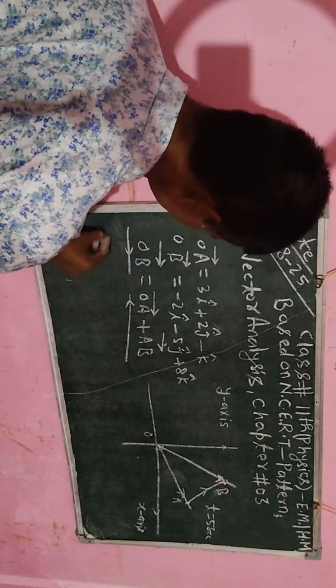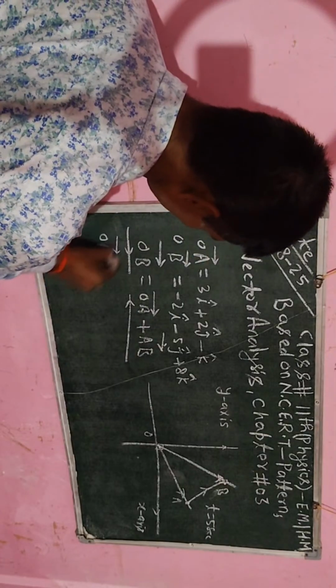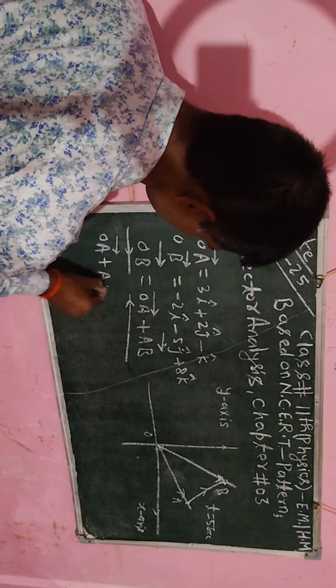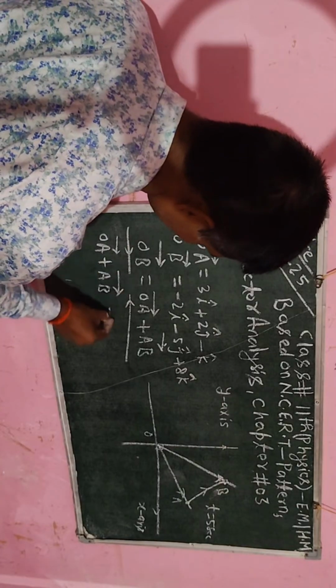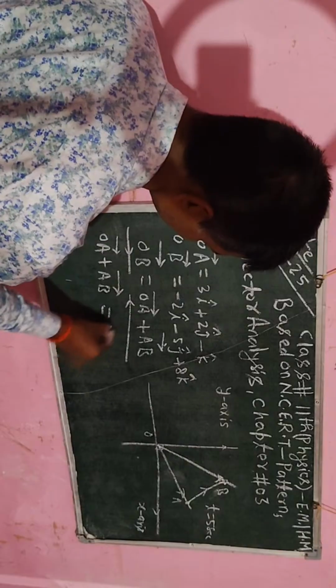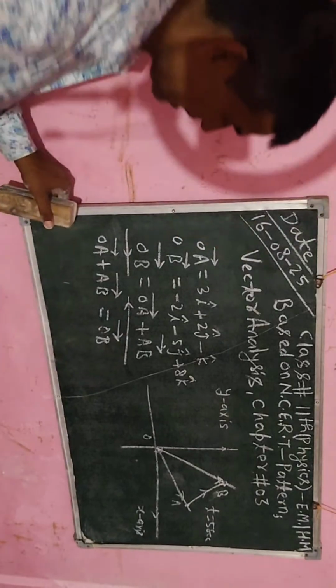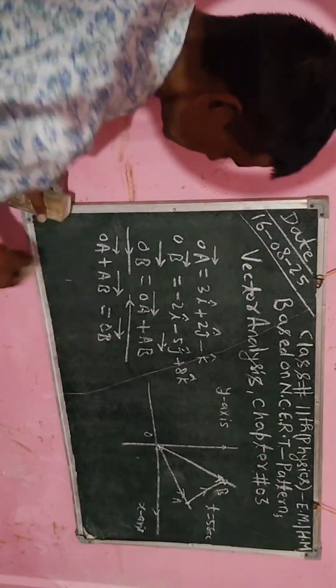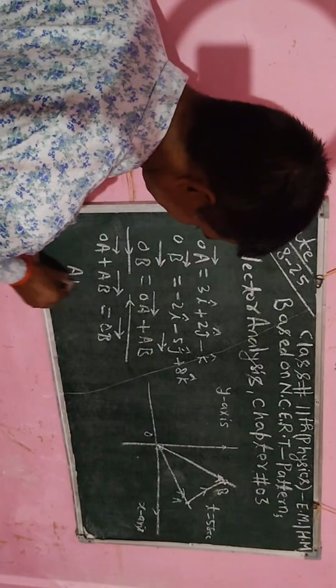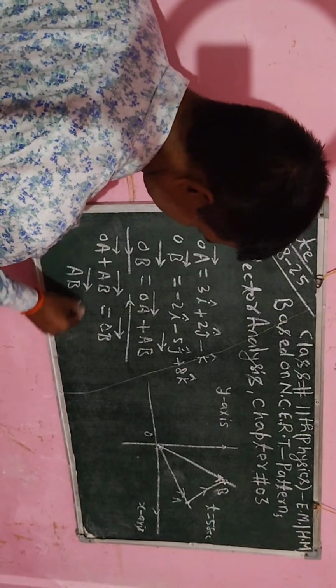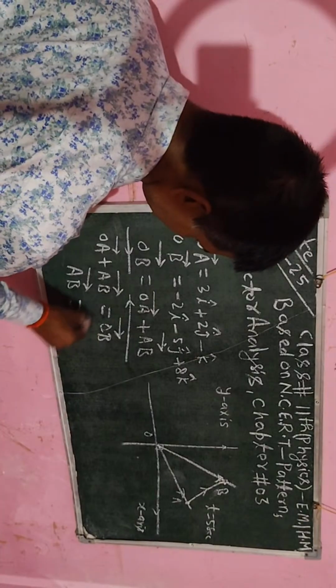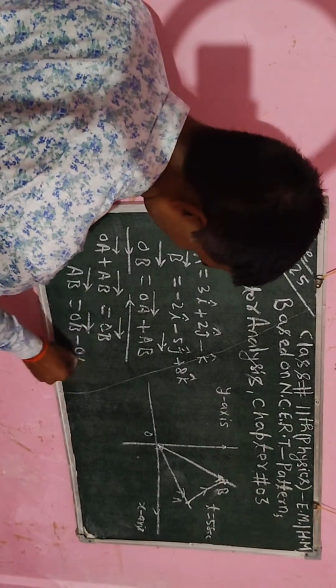So we can write here vector OA plus vector AB is equal to vector OB. So I have written here. Okay, so here I will write vector AB is equal to vector OB minus vector OA.